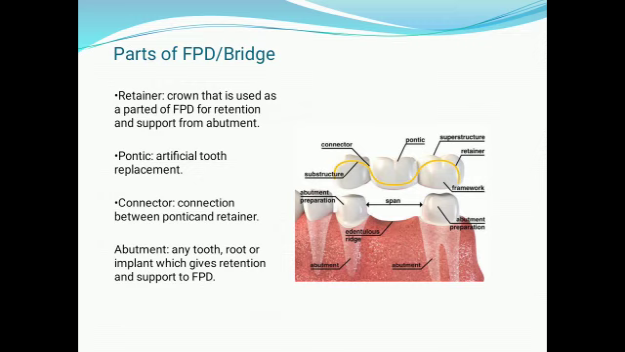Coming to the parts of fixed partial denture: retainer, pontic, connector and abutment. Coming to the pontic, it is the artificial tooth replacement. Retainer: a crown that is used as a part of fixed partial denture for retention and support from the abutment. Coming to the connector, it connects the pontics and retainer. Abutment: any tooth, root or implant which gives retention and support to the fixed partial denture.